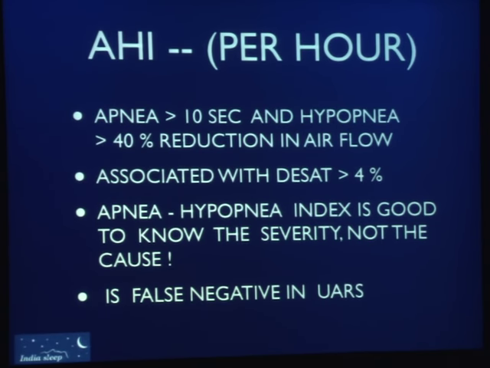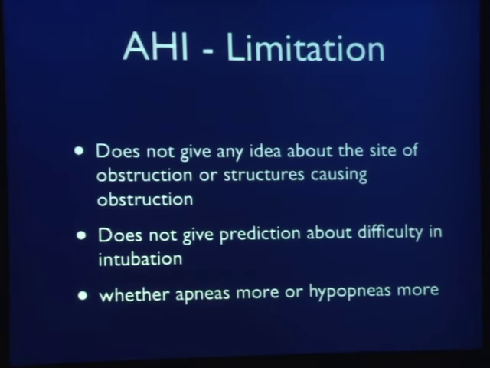And it has a lot of limitations. In upper airway resistance syndrome, it's a false negative. The AHI will be normal, but the patient will have all the symptoms of OSA. That's called upper airway resistance syndrome. Since the time is limited, I cannot go into the details of that. Another limitation of AHI is that it does not give any idea about the site of obstruction or the structures causing obstruction. Whether this event is happening because of the palate, the base of tongue, or the epiglottis, it does not tell us anything about that.